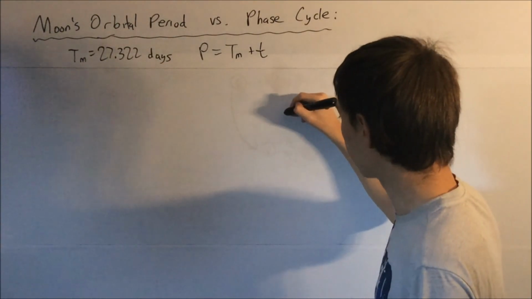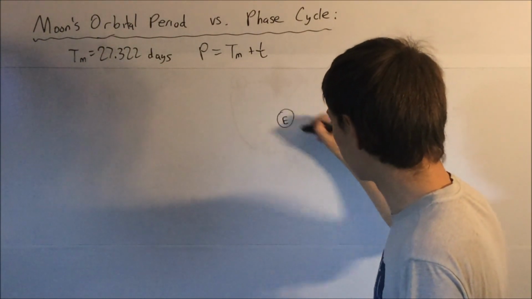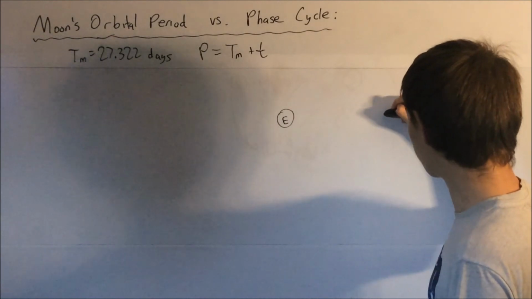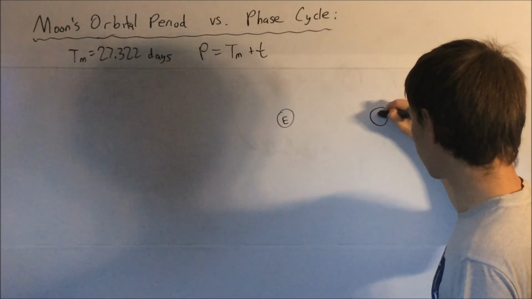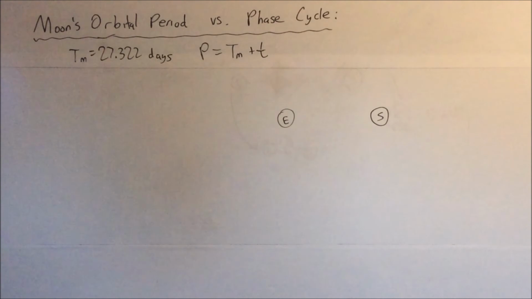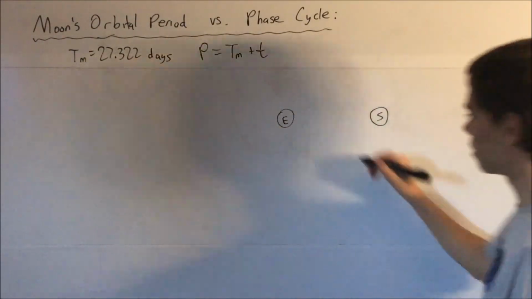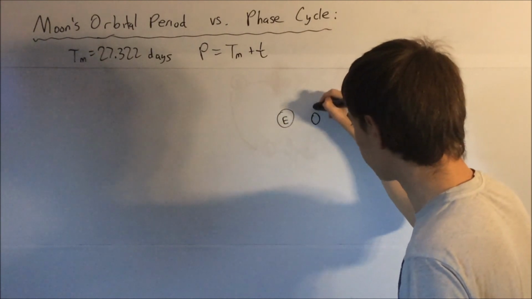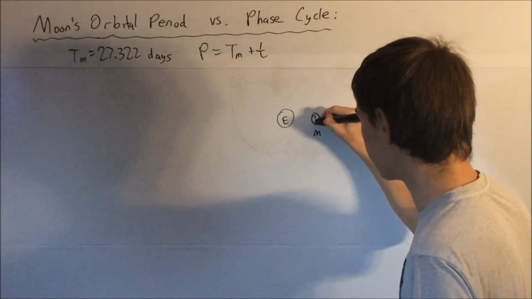And so if I were to draw that, I'm going to say I have the Earth right here, and I'm going to say I have the Sun about right here. Let's see if you can still see that. That can still be seen. So this is the Earth, this is the Sun. And I'm going to say the moon is initially in the new moon phase.